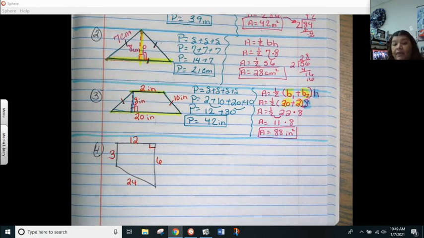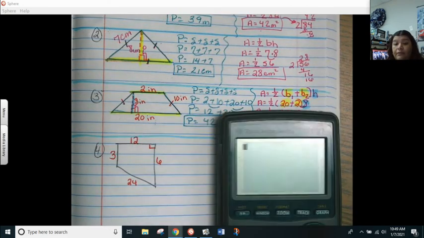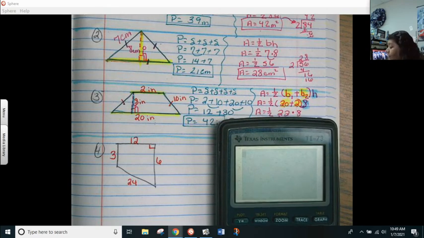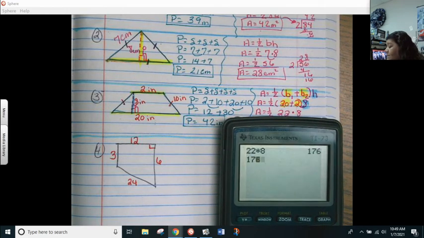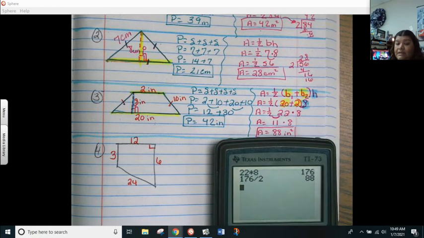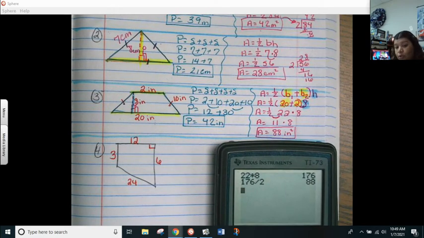Okay? And the only reason I divided by 2 is because 22 is a big number, and I know that if I multiply that times 8, it's going to be a huge number. So if I do 22 times 8, I'll show you here. There we go. If I do 22 times 8, gives me 176, and then 176 divided by 2 still gives me 88. See? Still gives me the same answer. So it's up to you when you want to divide. Okay? It's up to you.